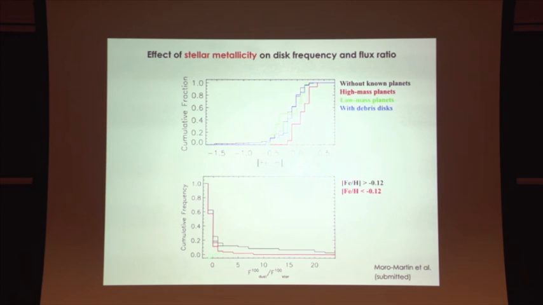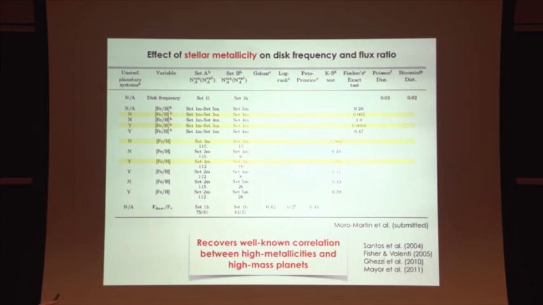But what is significant is this difference: the difference between the distribution for the cumulative fraction of metallicities for high mass planets compared to low mass planets, control sample, and debris disks. That is significant. See how small these numbers are? Here we recover the correlation between high metallicities and high mass planets. Stars with high metallicities tend to have a higher incidence rate of high mass planets. So we recover that correlation, which is good. I mean, we recover something, right? It's a sanity check.